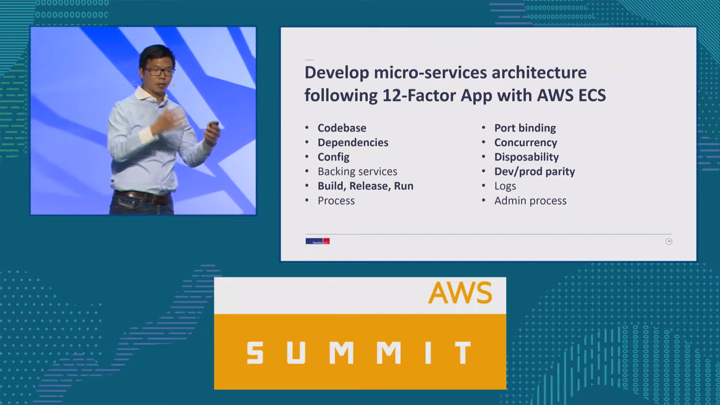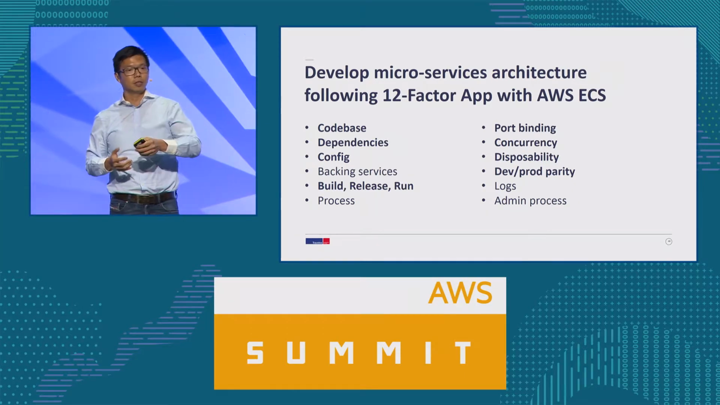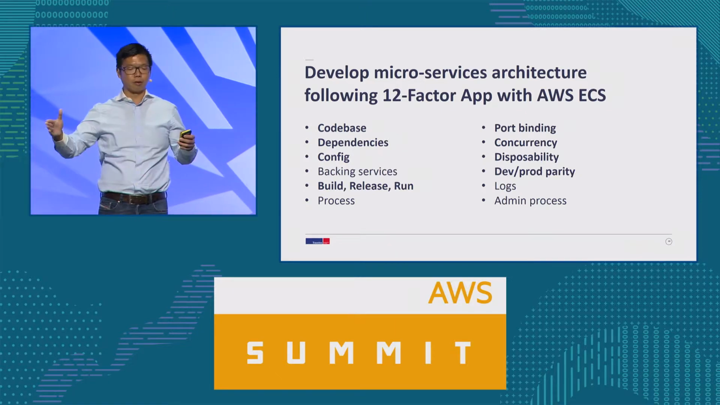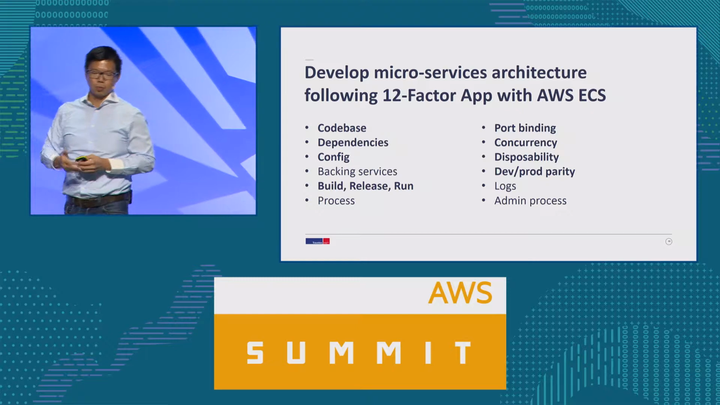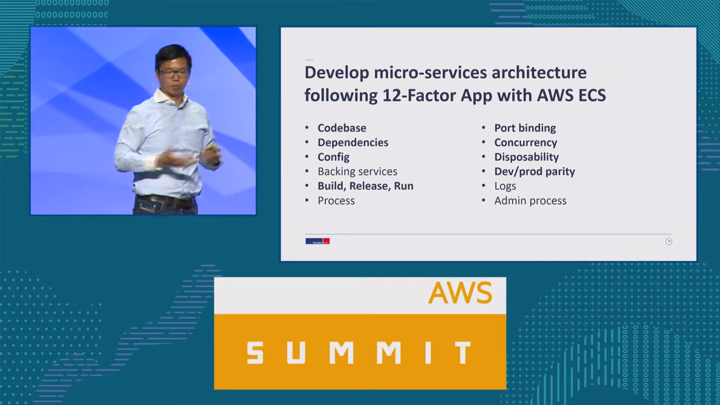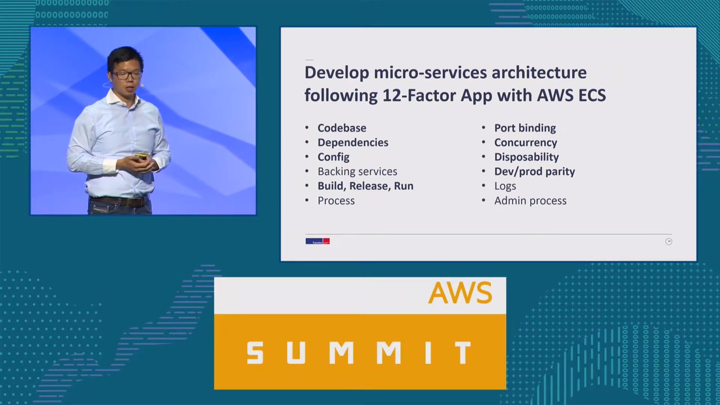So by using this architecture, we are also able to audit, build, release, and run. And we can do that to push images across our environments. We use port binding to allow us to run multiple instances, multiple Docker containers, on ECS hosts.